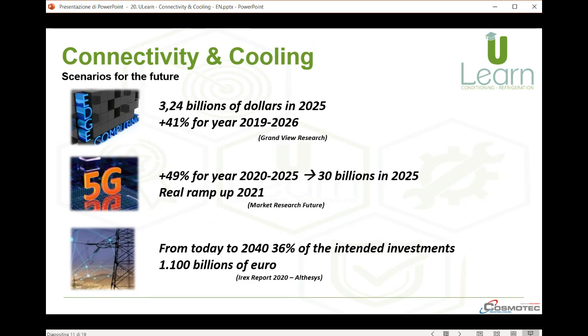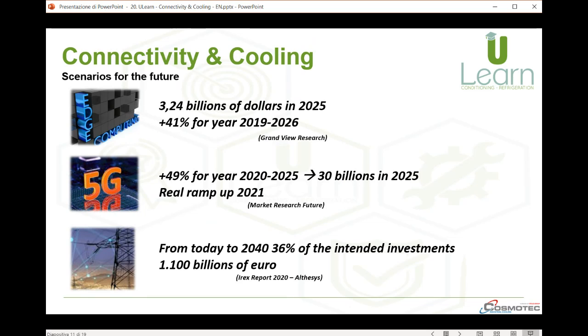The technologies that we saw until now are in strong expansion in the last year, and in the future it will be more. We can see some data about it. About edge computing, we are speaking about 3.24 billion dollars in 2025, with an expected growth of 41% per year in the period 2019-2026. 5G will have a growth of about 50%, reaching 30 billion dollars in 2025.